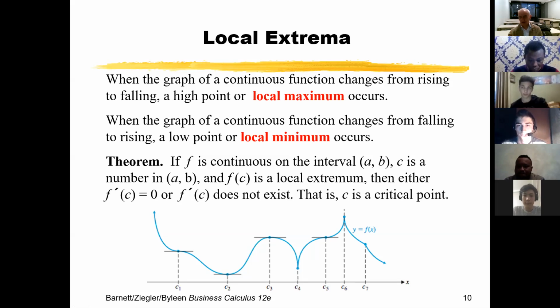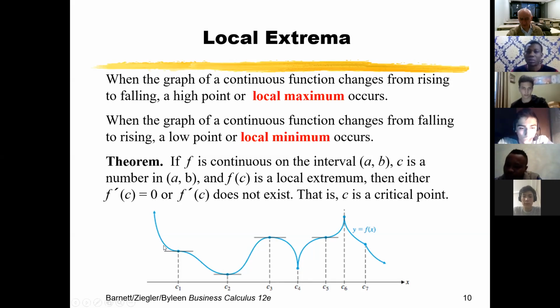So, Raymond, note it and remember: the slope of a horizontal line is zero, and the slope of a vertical line does not exist.